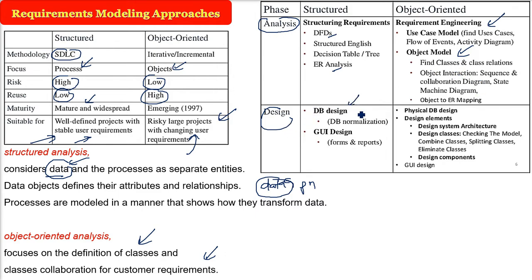In the design, there will be different ways of DB design, UI design like this. In object-oriented, there will be a proper way. There will be an architecture, there will be design classes and how we can combine the classes, eliminate the classes, split the classes, what are the components we are going to use. This is how we will go after the object-oriented. So these are the two requirement modeling approaches.